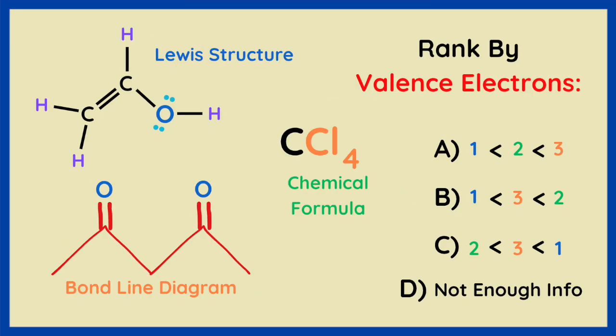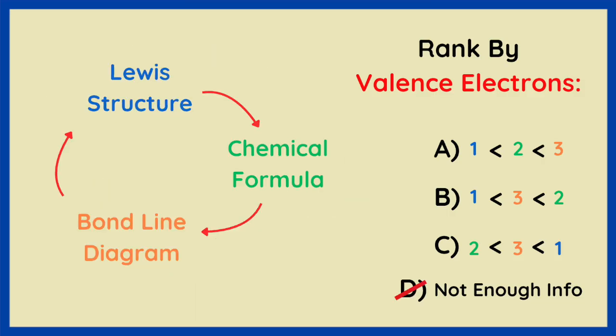All three of our molecules are presented in different forms. This is a Lewis structure, this is a chemical formula, that's a skeleton diagram. But does that prevent us from being able to compare the valence electrons for each? No, absolutely not. We can convert from one form into another.